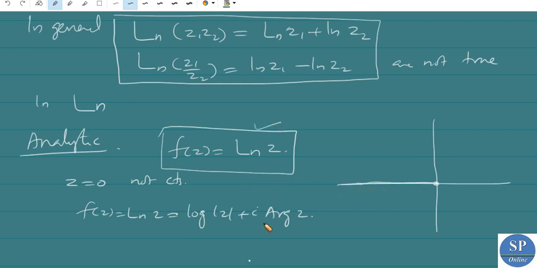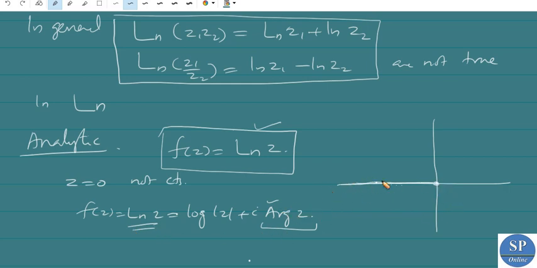The reason is that capital arg z is not continuous on the negative real axis. On the negative real axis, the argument of z is not continuous. Or capital argument of z is not continuous. The principal value of the argument is not continuous on the real axis. So at any point on it, this function is not continuous. Therefore ln of z is not continuous on the negative real axis.